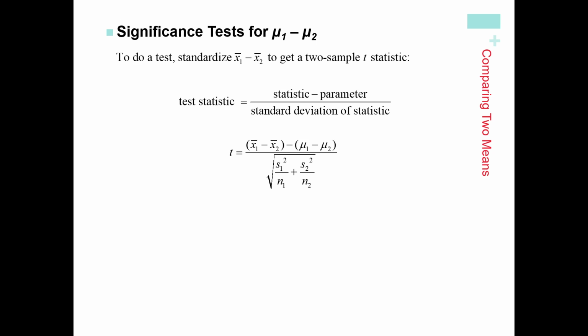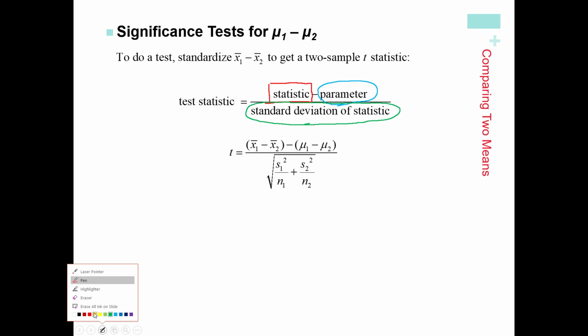To actually do a test, we're going to standardize x bar 1 minus x bar 2, and that's going to give us a two-sample t-statistic. Now, I want to break this slide down a little bit so you can see what's coming from where. This up here is our general test statistic formula. We have statistic minus parameter. Remember, the statistic is the thing from the sample, and the parameter is the thing we are theorizing about the population. And then on the bottom we have the standard deviation of the statistic, which we usually call the standard error.